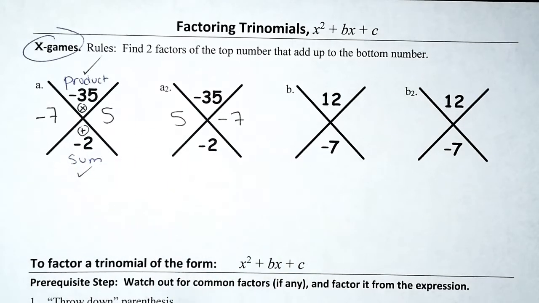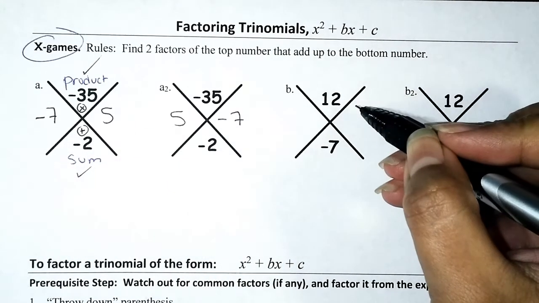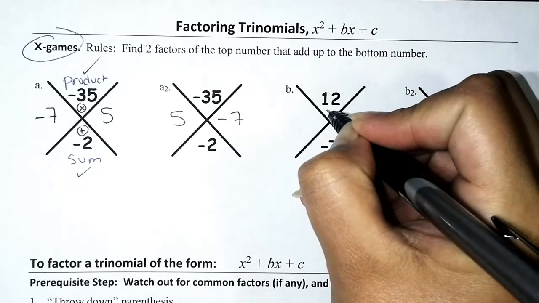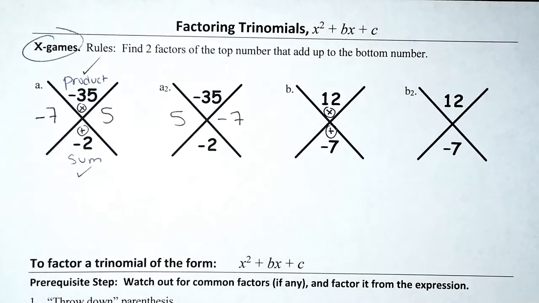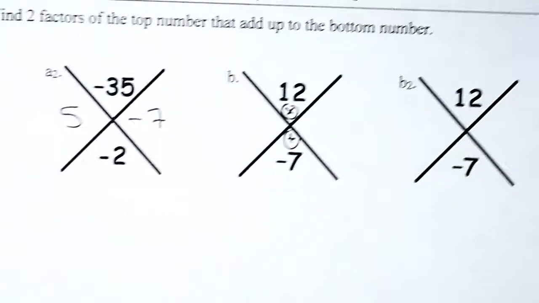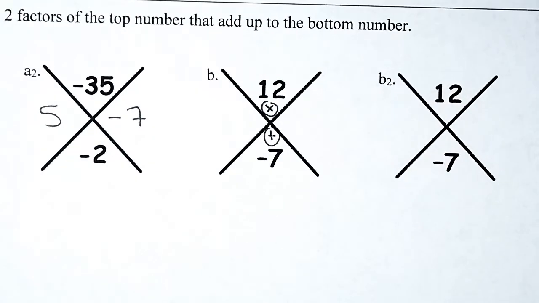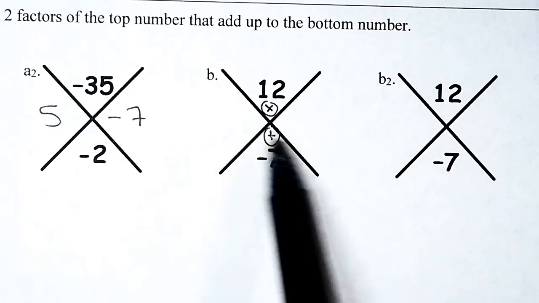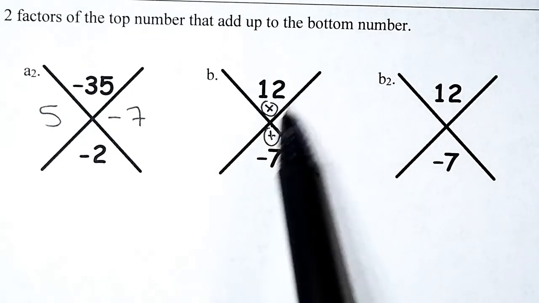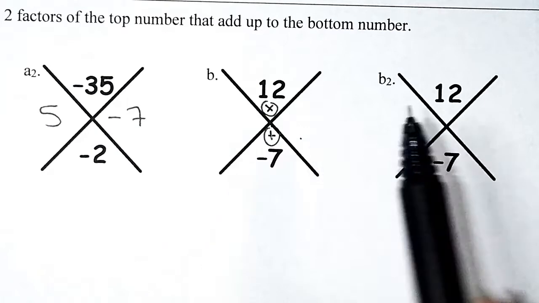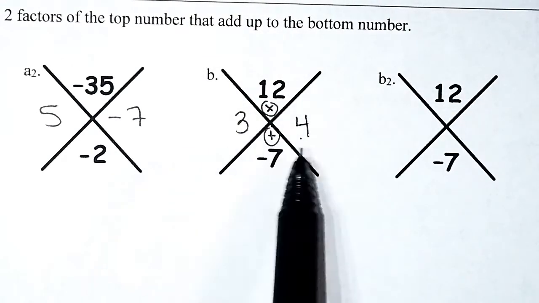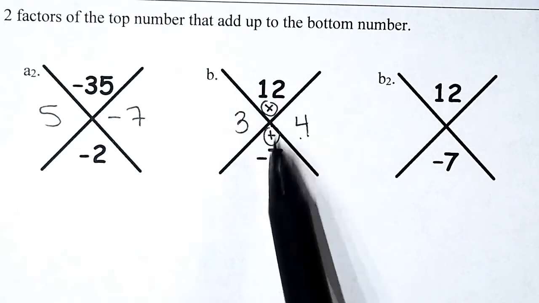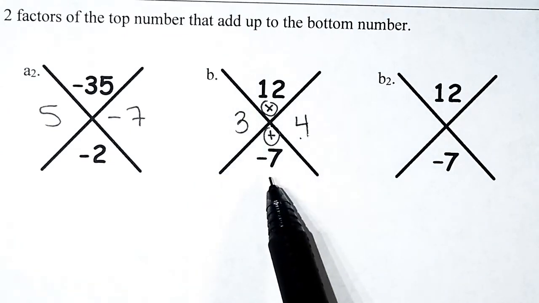Okay, problem B. We want factors of 12 that add up to negative 7. This is still new to me because we just have like 2-second practice, so I'm going to put the times and the plus. We want factors of 12 that add up to negative 7. So what times what is 12, and at the same time, the sum of those factors will give us negative 7. So I think it's 3 and 4. 3 times 4 is positive 12. Fantastic. But the sum should be negative 7, and our sum doesn't give us negative 7.